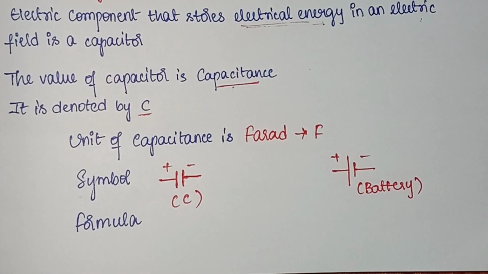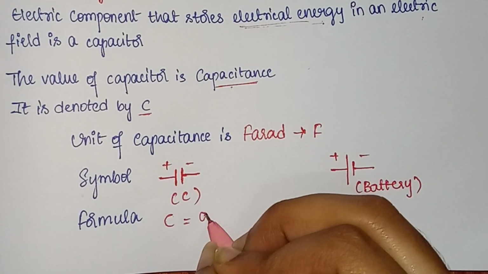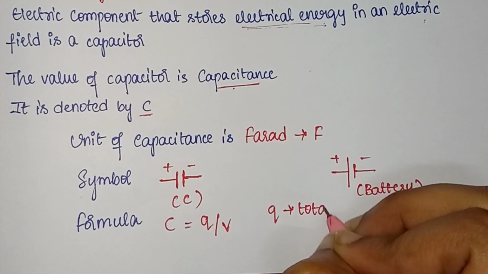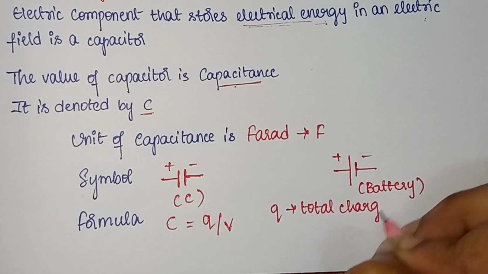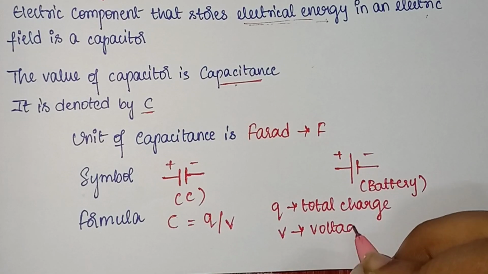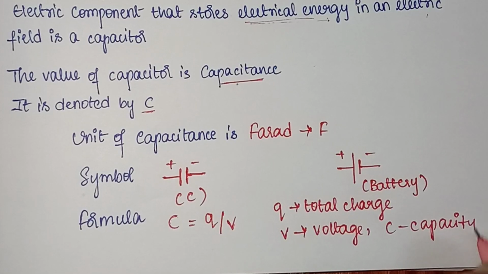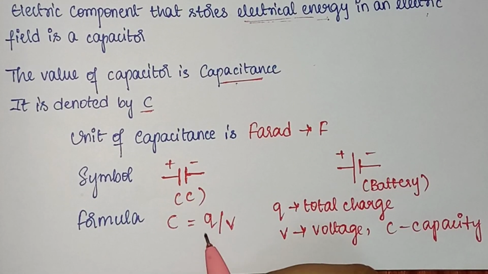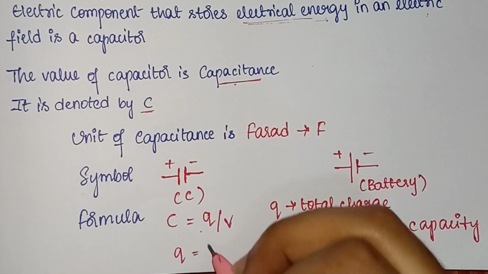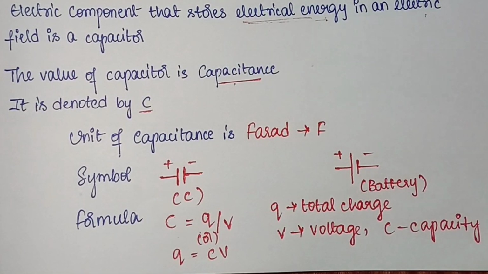And now the formula of this particular concept will be C is equal to Q by V, where Q is total charge, V is voltage, and C is capacity. Now, we can also derive Q from this particular formula. How we can derive is Q is equal to C into V. These are the two formulas you need to keep in mind.